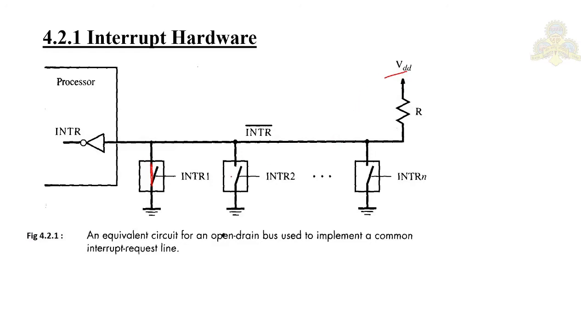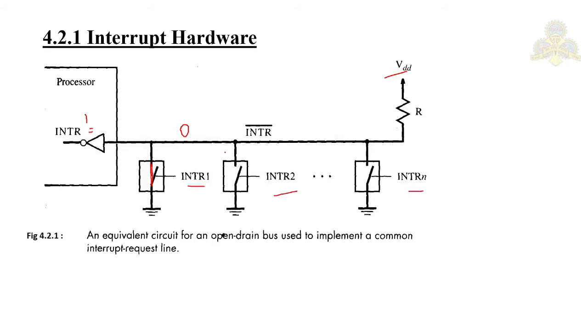When a device requests an interrupt by closing its switch, something like this, the voltage across this line drops to 0. It causes the interrupt request signal INTR received by the processor to go to 1. Why? Because we have negation over here. Since the closing of one or more switches will cause the line voltage to drop to 0, the value of INTR is the logical OR of the requests from the individual devices. That is, INTR is equal to INTR1 plus INTR2 plus till INTRN. It is the logical OR operation.